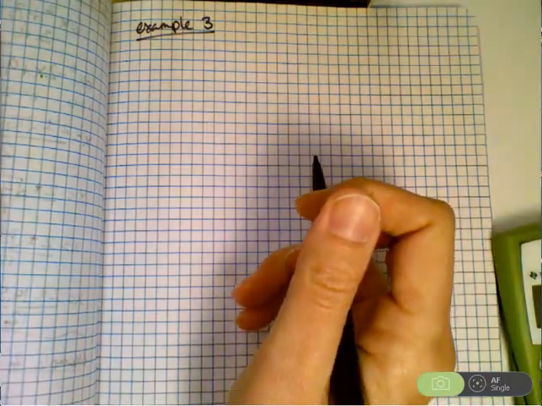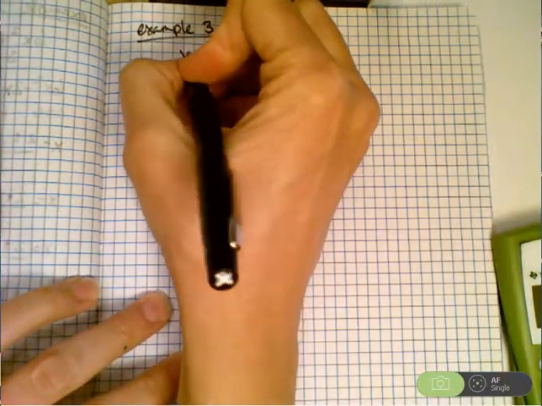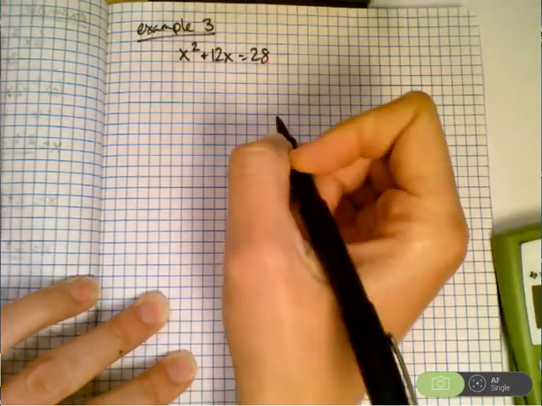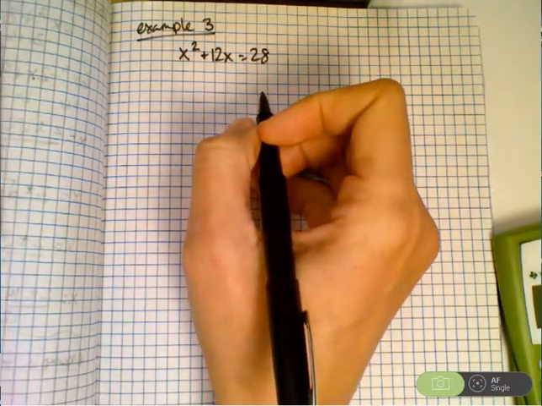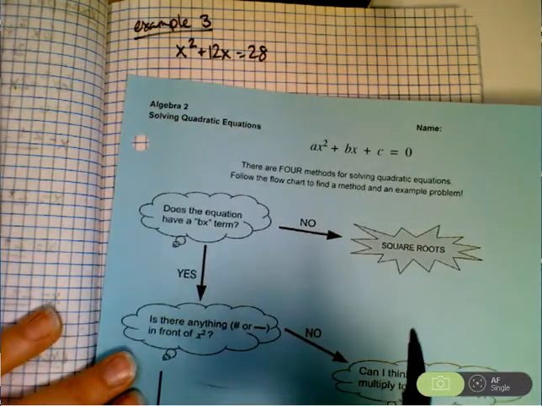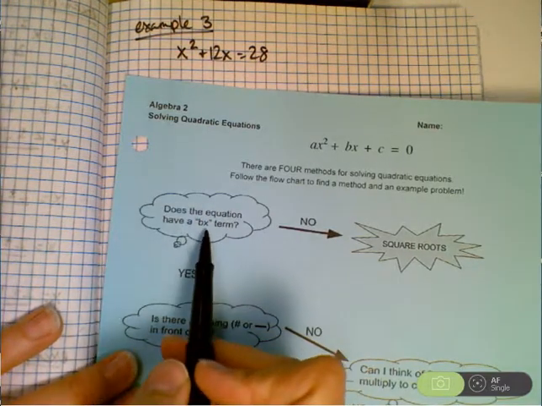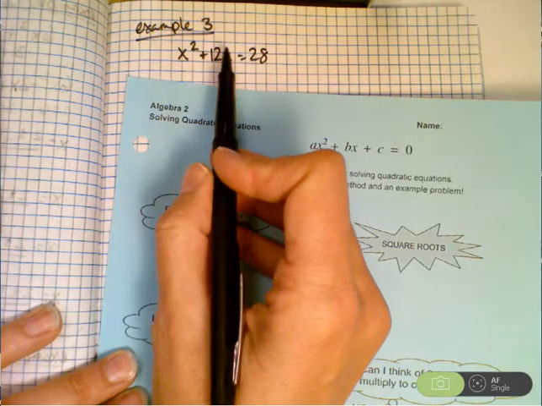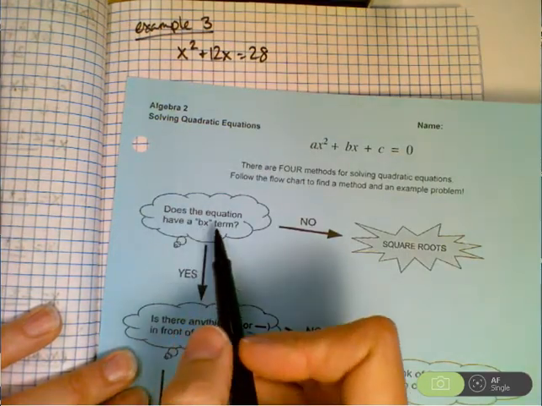Example 3, we're going to have x squared plus 12x equals 28. So again, if you have the flowchart, go for it. If you don't have the flowchart, there's other ways you can figure it out. I'm just trying to show you how this can be really helpful. So does it have a bx? Well, I see an x squared, I see a 12x. Aha! I have a bx term. So that would be a yes.